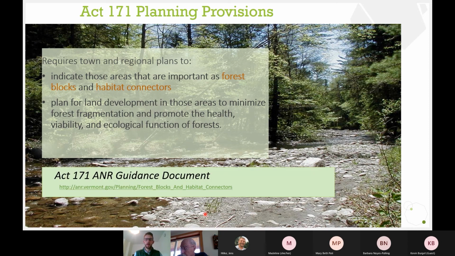And just know that there is an official guidance document issued by our Agency of Natural Resources. And both Jens and I work closely with towns to help them navigate this new requirement and do so in an exciting and productive way. So if you're engaged in that process, please do reach out. We're very happy to make that a smoother thing for you.